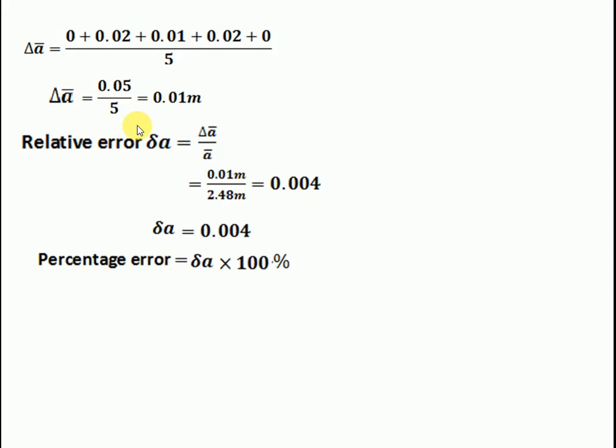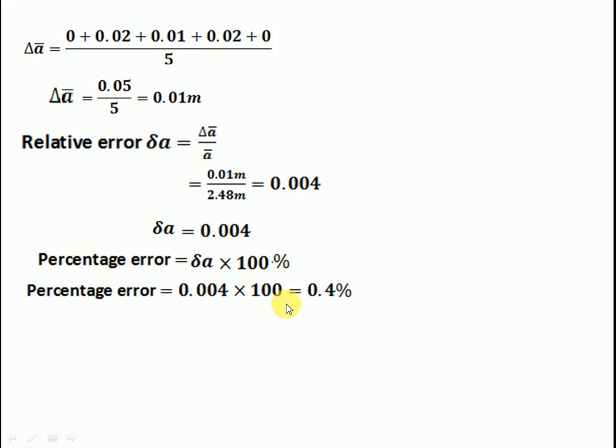Now next is percentage error. So percentage error is relative error into 100%. So 0.04 into 100, that is 4%. So I have got relative error also, percentage error also.